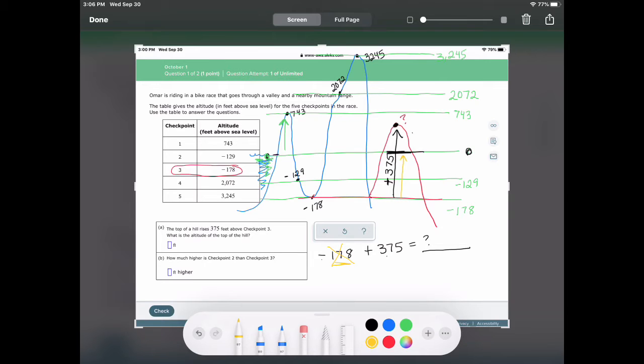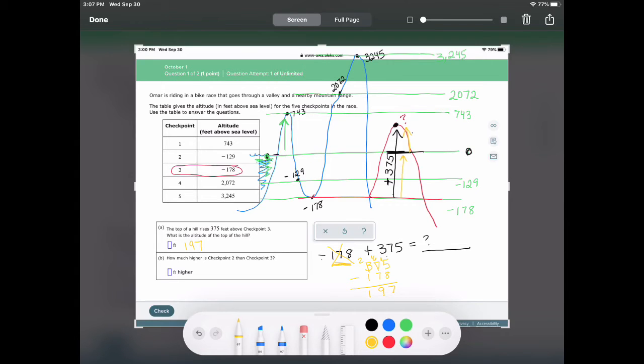So when we have two different signs, we actually subtract. You can put the bigger number on the top. The bigger number is always going to have the sign that your answer has. So notice we're going to be above 0, and so our answer is going to be positive. And our answer is going to be 197. Enter that in just a second.